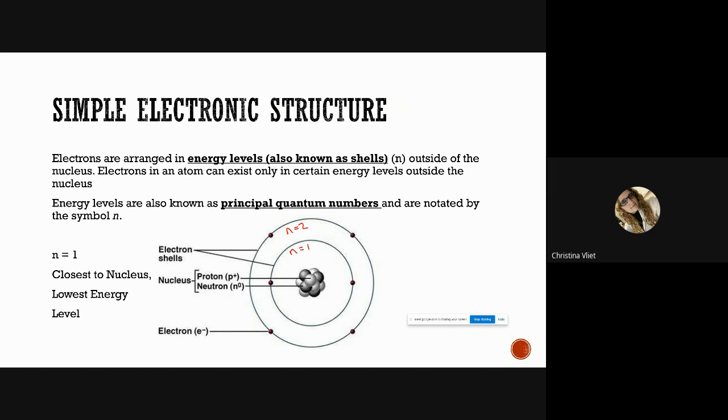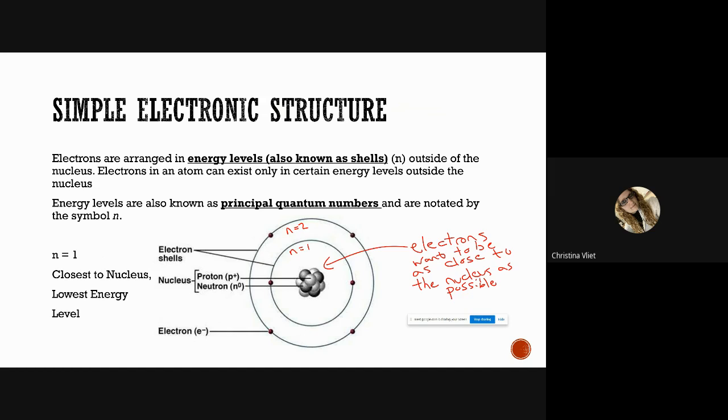Electrons, do they want to be as close to or as far away from the nucleus as possible? What do you think? Close. Electrons want to be as close to the nucleus as possible, because the nucleus is positively charged, and the electrons are negatively charged. But here's the deal. Electrons also repel each other. So you can't have too many in the same space. They repel each other, so you can only have limited amounts in different areas. And we're going to discuss what those amounts are.